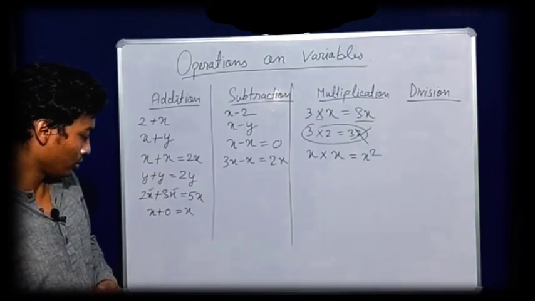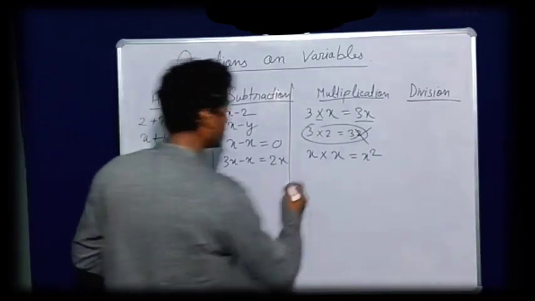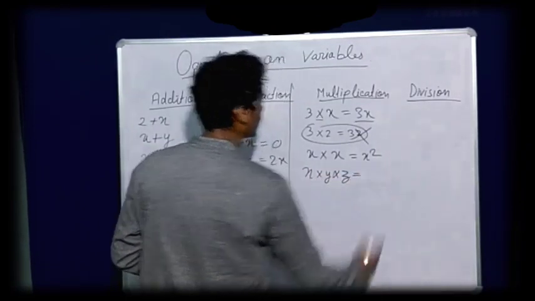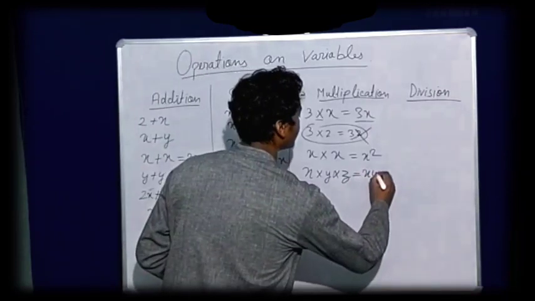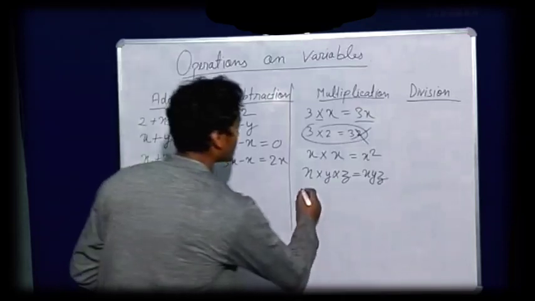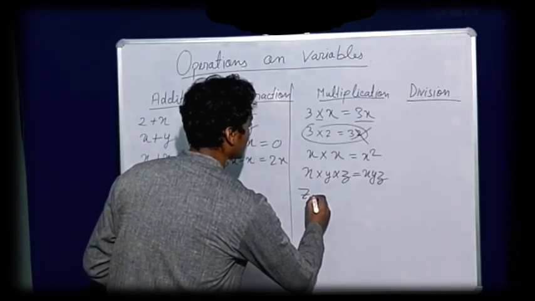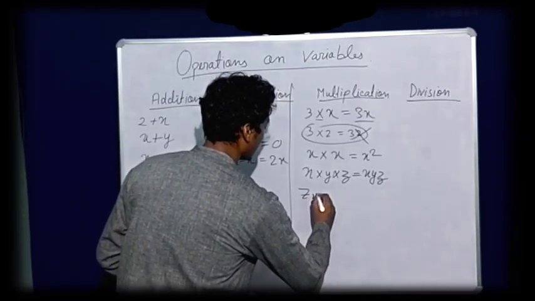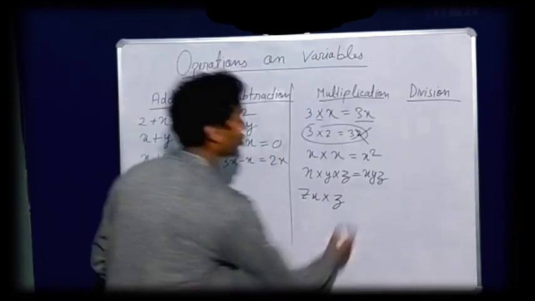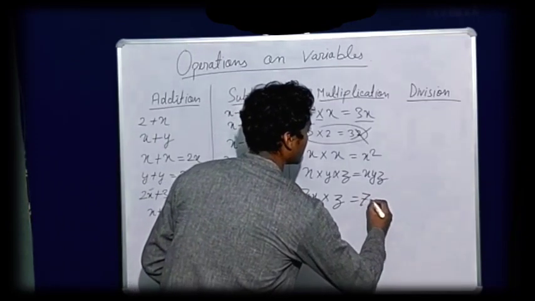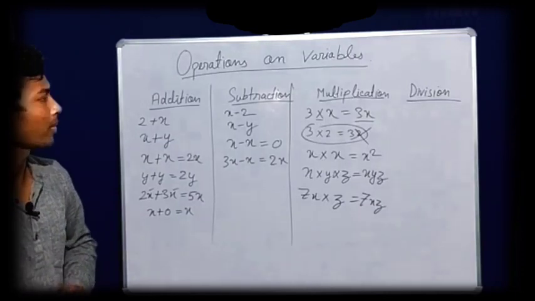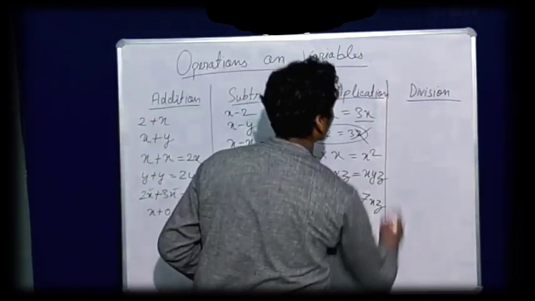Now we can multiply other variables, x into y into z. That will give you xyz, right? Then 7x into z will give you 7xz. Clear? Now let's look at division.